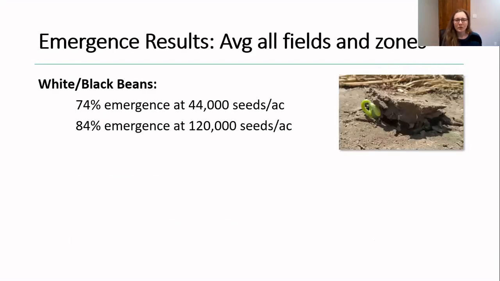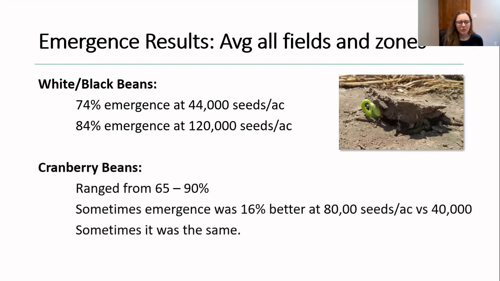Okay, in terms of emergence results, these are kind of interesting. On the black and white bean fields, as you increase seeding rate, we had higher rates of emergence. I've heard dry bean growers say that before, so it was kind of cool that we were able to measure it. At very low seeding rates, only 74% emergence, and up to a maximum average of 84% emergence. On the cranberry bean side, it didn't quite shake out the same way. Surprisingly, I thought it might be more important for them to push together, but we weren't really able to see that in the data.